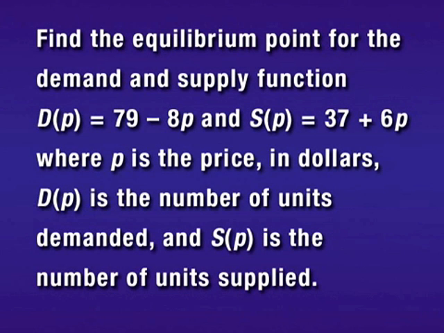Find the equilibrium point for the demand and supply functions d of p equals 79 minus 8p and s of p equals 37 plus 6p, where p is the price in dollars, d of p is the number of units demanded, and s of p is the number of units supplied.